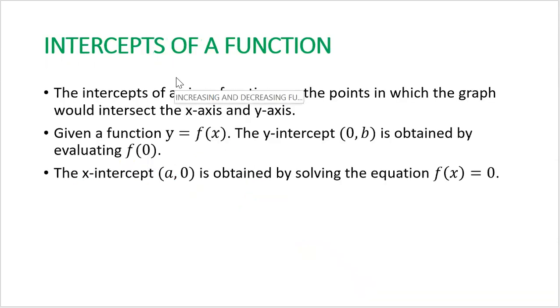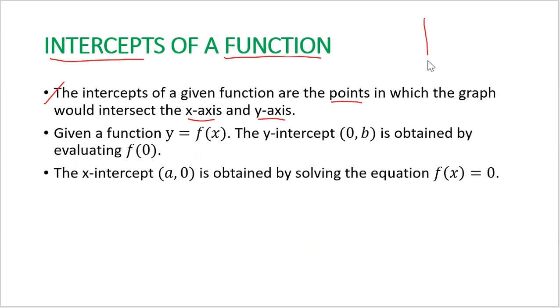And then finally, we shall describe how to get the intercepts of a function. But what are intercepts? The intercepts of a given function are the points in which the graph would intersect the x-axis and the y-axis. So for example, if this is the y-axis and this is the x-axis, and let's say that we have a graph of a function. Now this point here is the point where the graph of the function hits the x-axis.